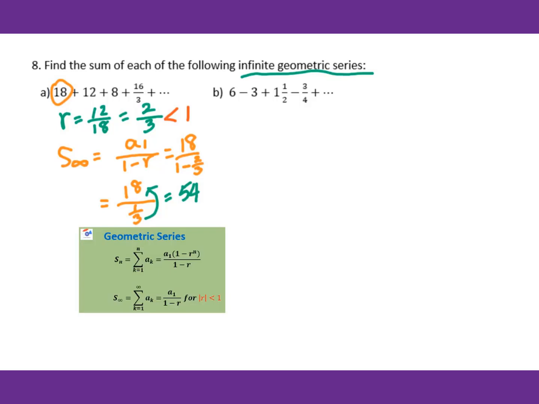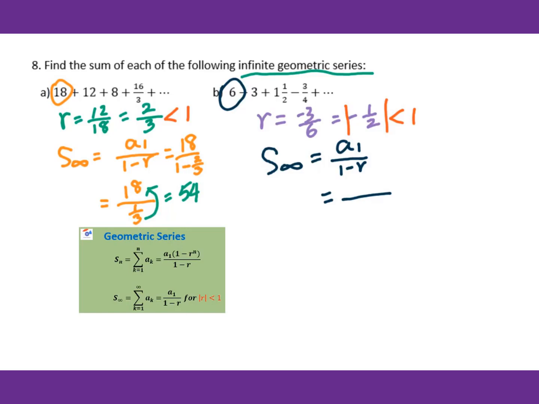For B, r equals negative 3 over 6. You get negative 1 over 2. Still, the absolute value is less than 1. Therefore, S sub infinity equals a sub 1 over 1 minus r. a sub 1, the first term, is 6. 1 minus negative 1 half. So you get 6 over 3 over 2 equals 4.